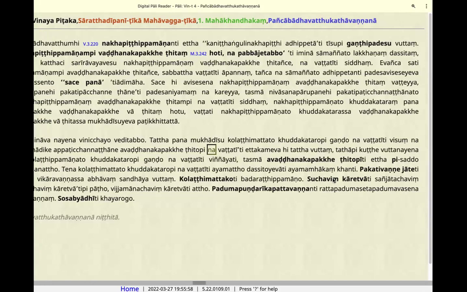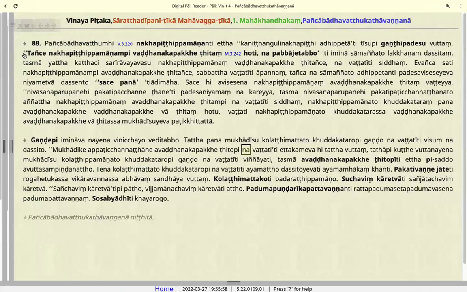When we take the time of the increase, at the time, those types of disease will be so bad. Therefore here, nakha means we should take the kanitha inguli, the smaller finger nail. Tisupi gandhi padesu odan. In the three types of the gandhi also it is said like that. Tinjanakha paṭhi pamānanpi vedanaka bhakkhi chitan hoti na pabbājetabbo. Imina sāmaññato lakkhaṇaṃ dassitaṃ.